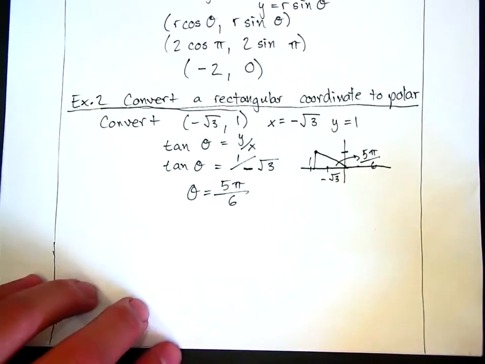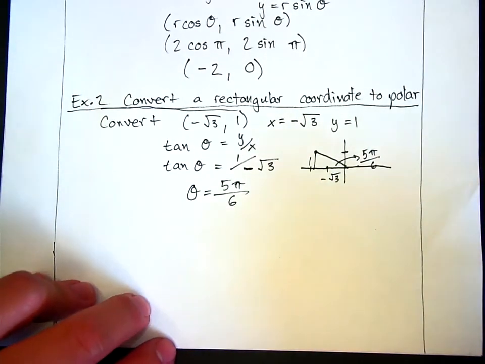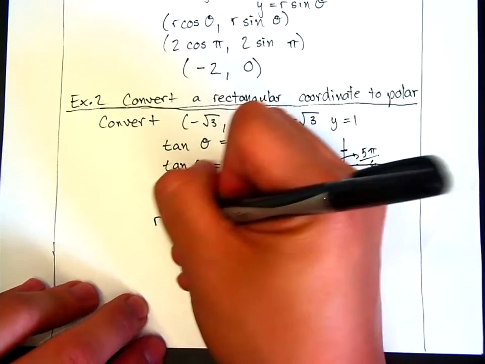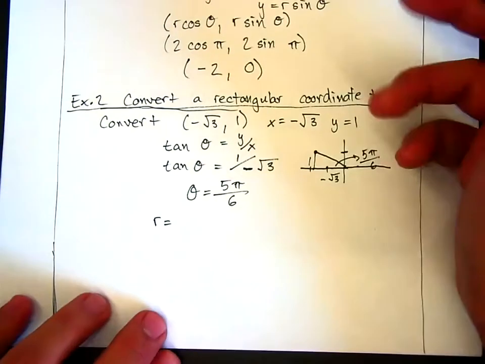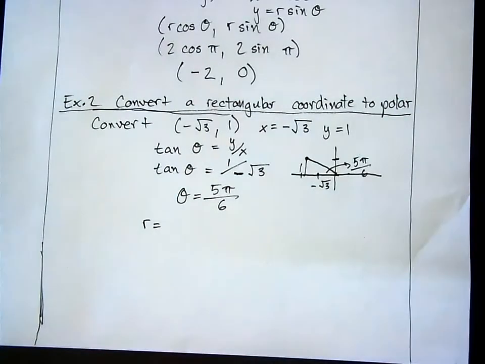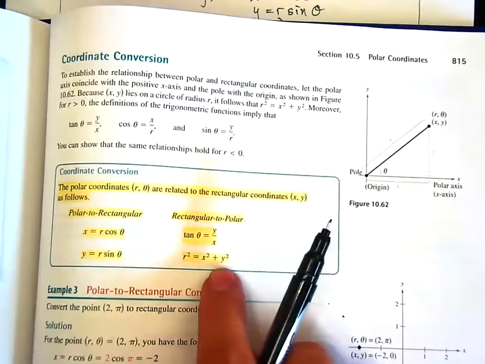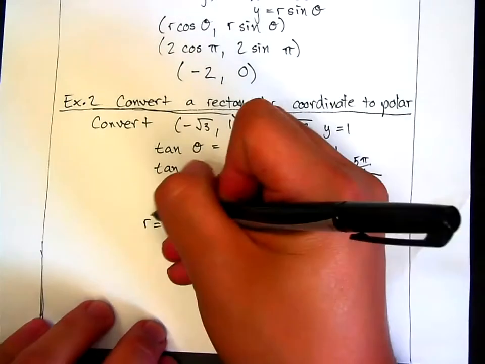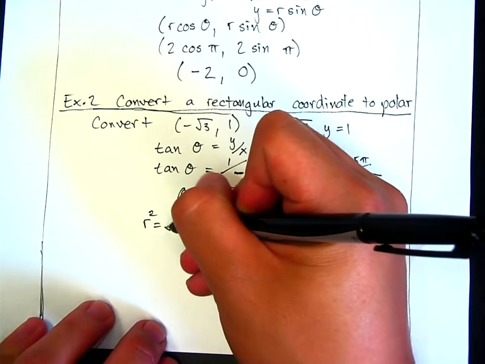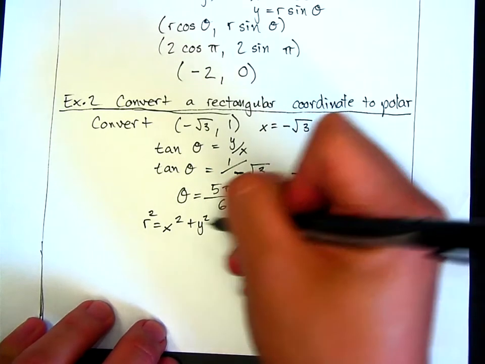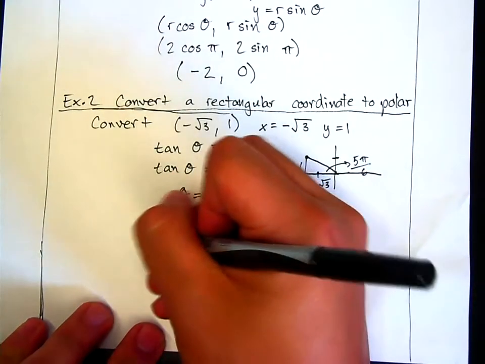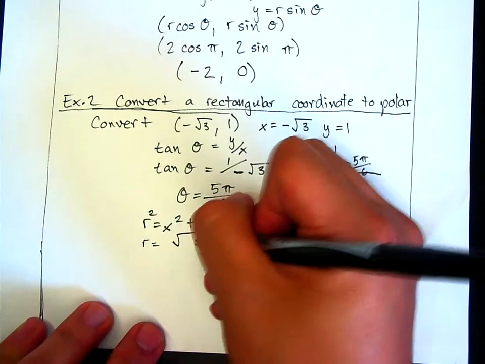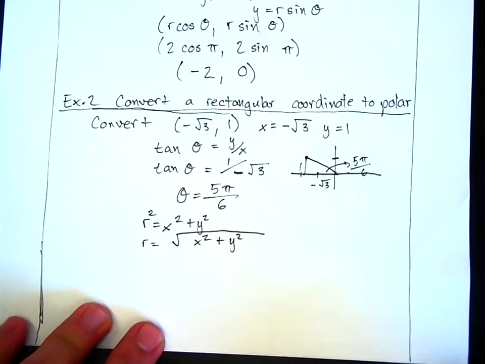Now, in order to get the r value, you can either use special right triangle relationships and just figure this out, but in some cases you're actually going to have to calculate it using one of the relationships provided. Here it says that r squared is equal to x squared plus y squared. In order to get r by itself, I have to take the square root of both sides, which means r is going to be equal to the square root of x squared plus y squared.